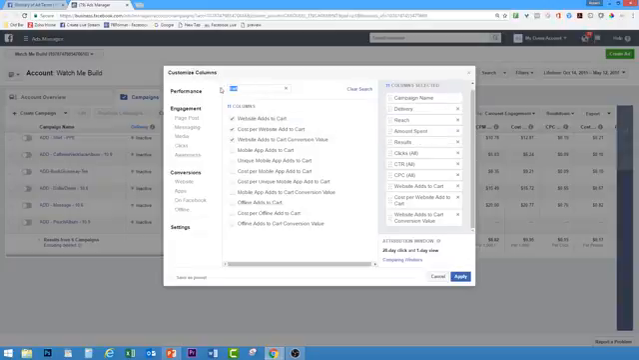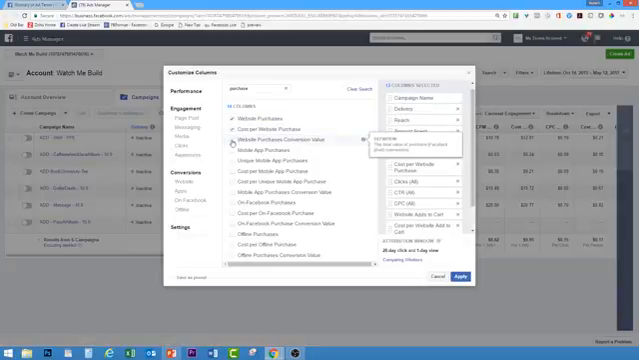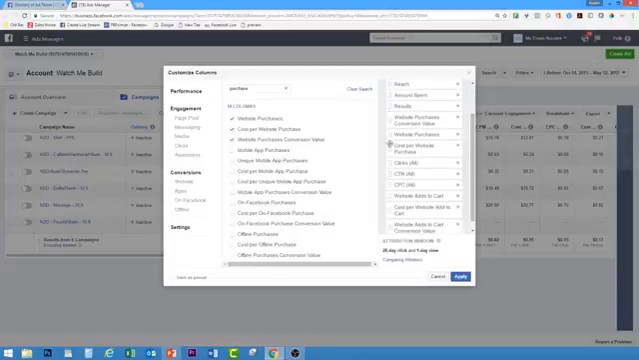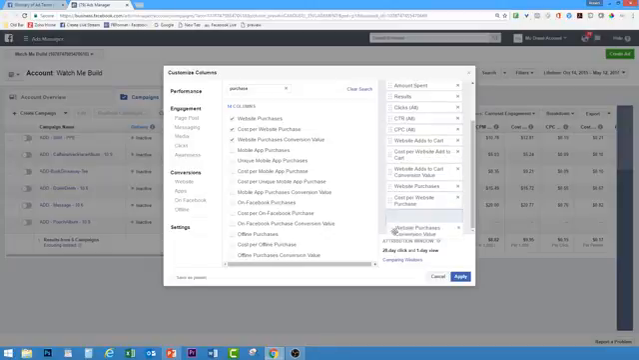Then we're gonna do the same thing for purchase. Website purchase, cost per website purchase, and website purchase value. Again, reorganize them. Let's see, where's my purchase at? It's at the end. Website purchases, cost per website purchase, and website purchase value.